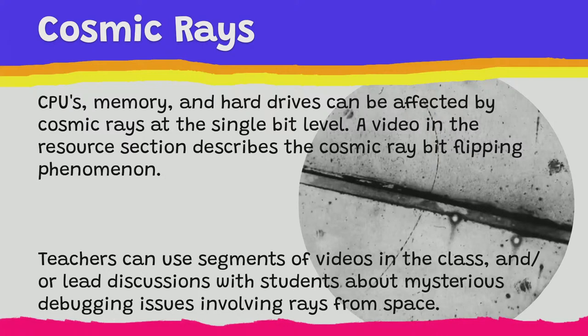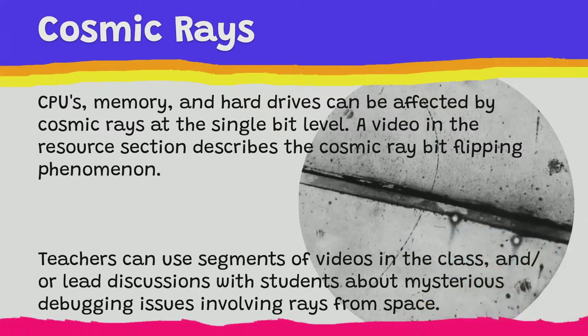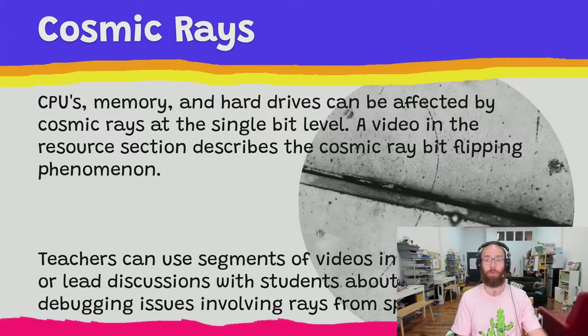Once kids understand what an electrical signal is and how CPUs use electrical signals to communicate, then they can learn about cosmic rays and how cosmic rays can interfere with technology. I think it broadens their horizon on what science is and what science can be taught to elementary school kids. It's a great way to talk about mysteries around debugging involving rays from space and how difficult debugging can be when you're involving the entire universe.